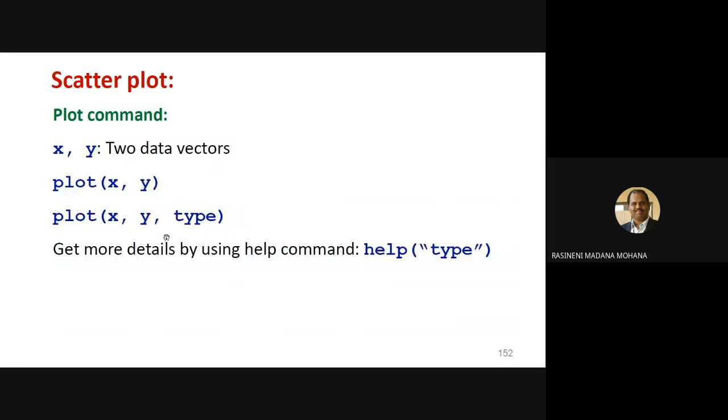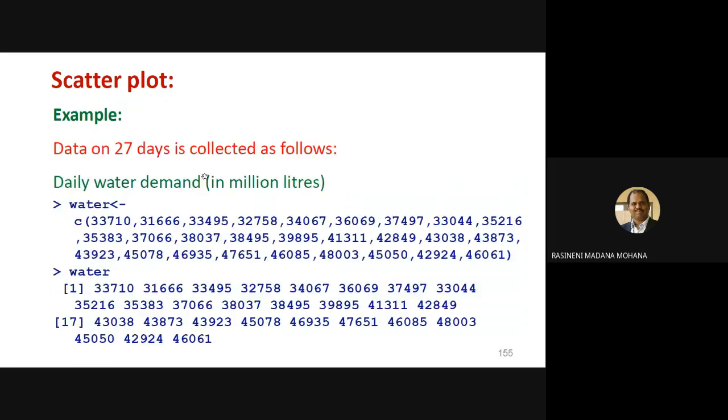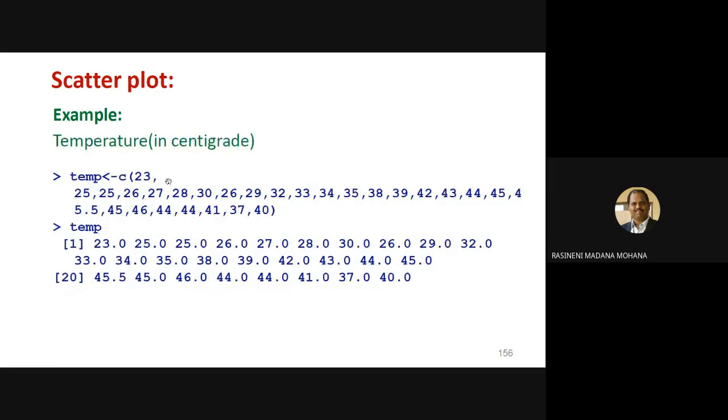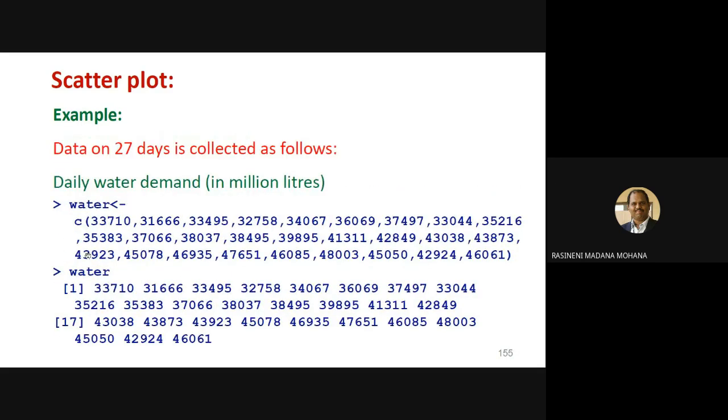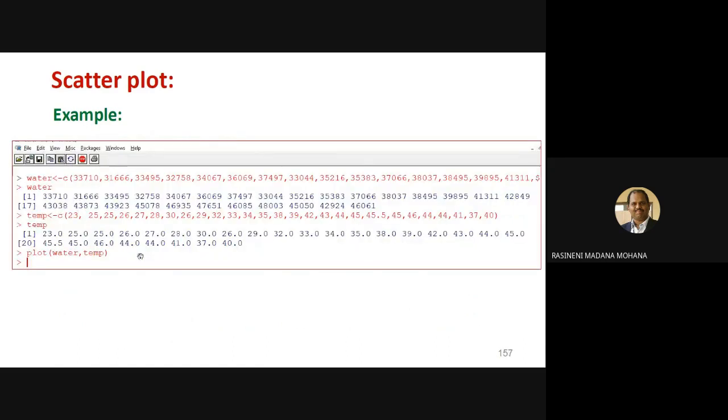Now let us take the examples. For example, here one vector is created for daily water demand. In the city, 27 days of water usage are stored in the vector water, and another one, a temperature vector, is also created. So water is x and temperature is y, with x, y as the data vectors. Now we will see the plot with various types.